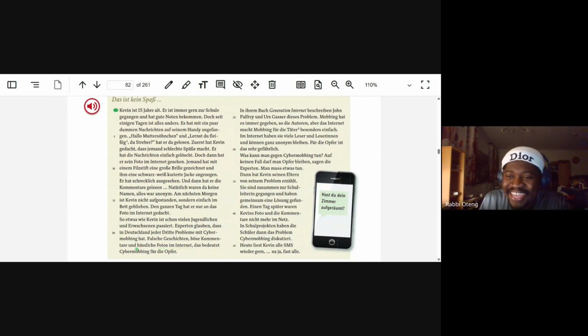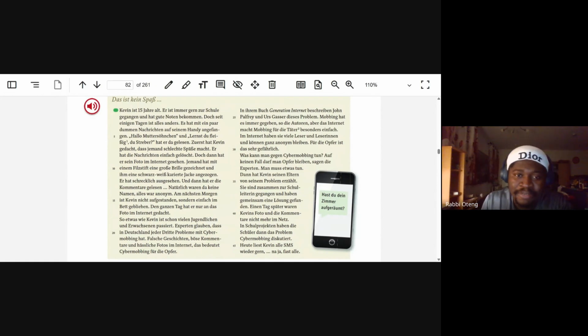Und hässliche Fotos im Internet. To hate is hassen. If you want to say hassen means to hate. So the adjective is formed from the verb hassen. So I hate you because ich hasse dich. Okay. So hässliche is the adjective for to hate. So like hateful photos. Okay. Hateful. Okay. Hässliche Fotos im Internet. Das bedeutet Cybermobbing für die Opfer. Okay. That is what cybermobbing means for a victim.